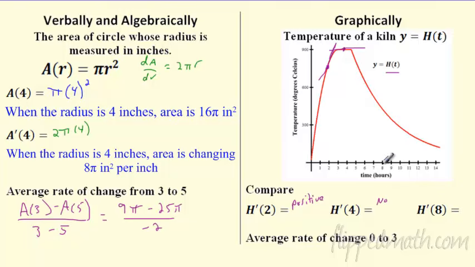Versus the h prime of 8. What is the slope of the tangent line here? The derivative is negative. So that means my kiln is cooling down. So I've got no change versus positive versus negative. Isn't that pretty cool? Could you find the average rate of change if you had to in this problem?